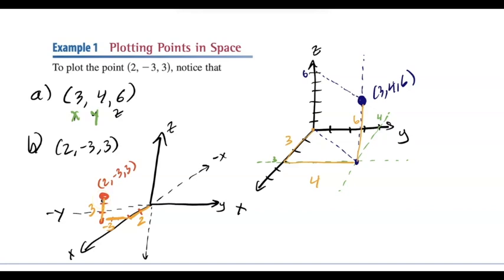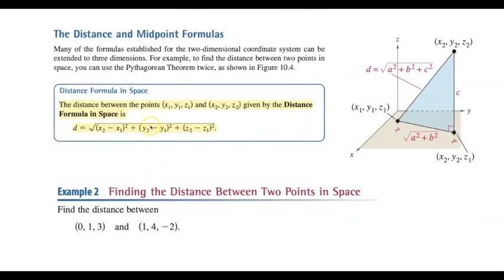So that's how you plot in 3D space. Distance and midpoint formulas are actually very similar to the way they are in 2D space. The only difference is that for the distance formula, we add a third component, which is the z's. It's the exact same formula as in 2D space, square root of a squared plus b squared. In 3D space it becomes square root of a squared plus b squared plus c squared, the third dimension.